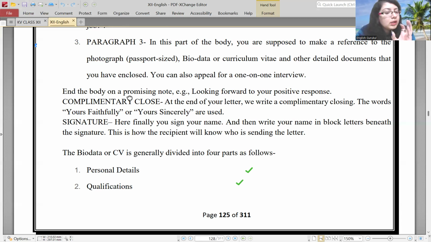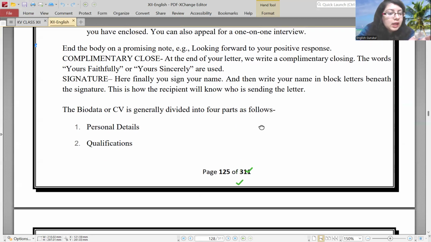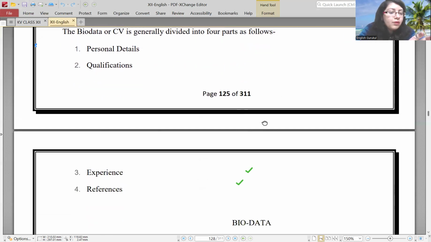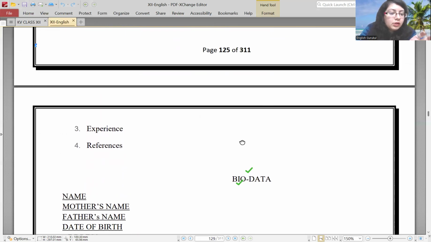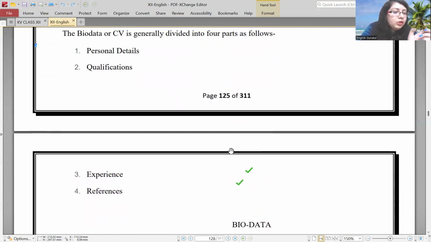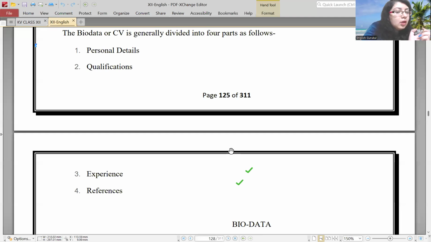Now, the biodata or CV is generally divided into 4 parts as follows: personal details, qualifications, experience, references, right? Please keep in mind all these 4 factors: personal details, qualifications, experience, and references. All right, so this is it for this session. In the next session, we are going to discuss further.